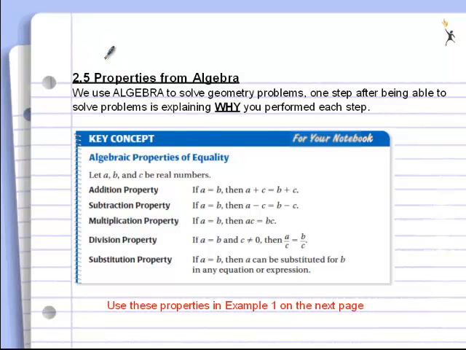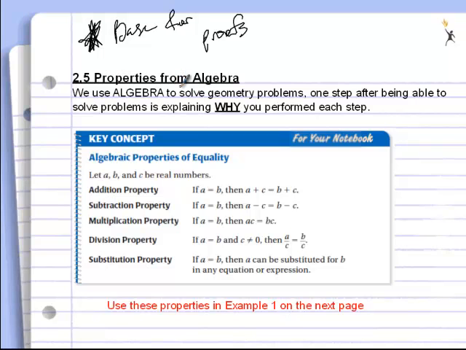All right, this section of Chapter 2 deals with properties from algebra. Very, very important because this is the base for proofs. Next section, we're going to deal with geometric proofs. The way we ease into that is by learning about algebraic proofs.